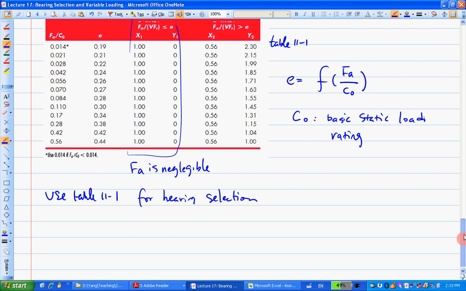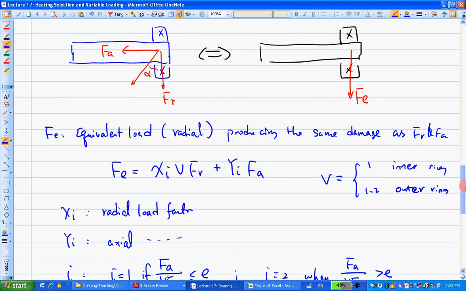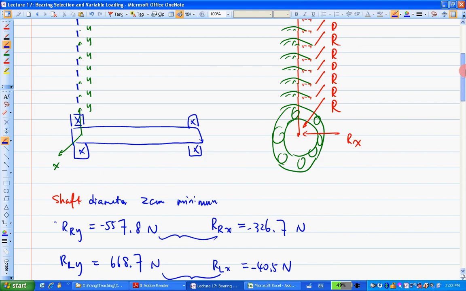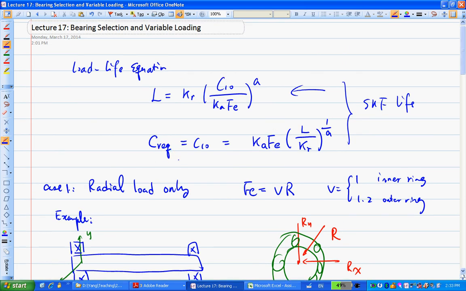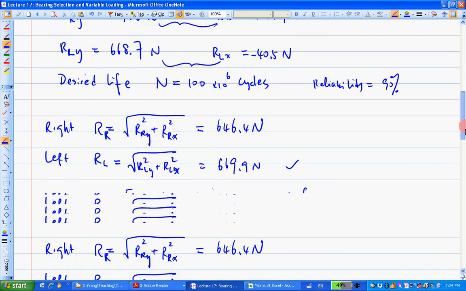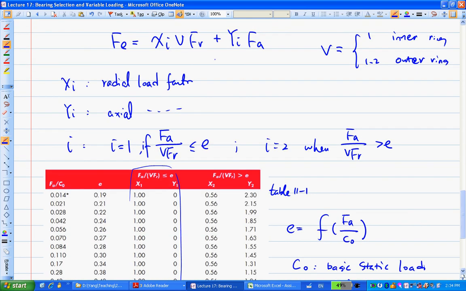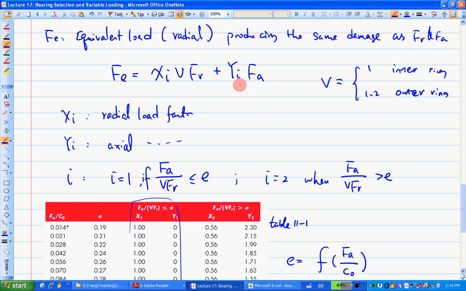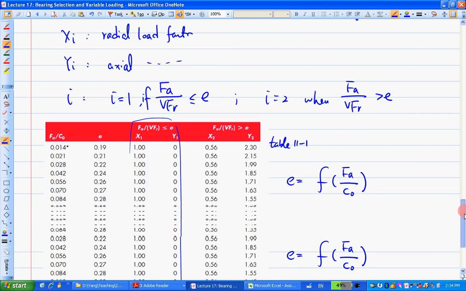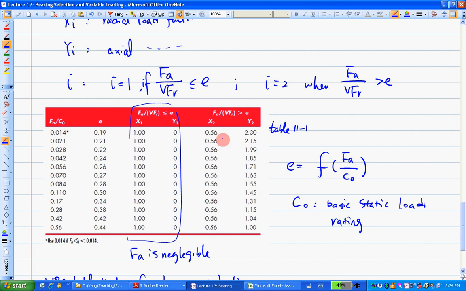So, let's say, if I need to calculate C required, what do I need to know? I need to obtain this FE here, right? If I need FE, what else do I need? FE is over here. And I need what? I need XI and YI. And XI, I don't think I need to worry. XI is this value, right?